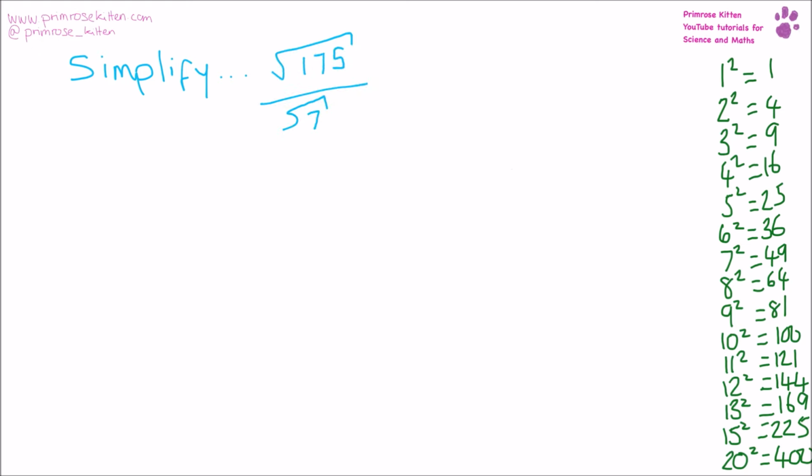Square root 175 divided by the square root of 7 gives us the square root of 25. Square root of 25 is 5. Square root of 54 divided by the square root of 6 is the square root of 9. Square root of 9 is 3.